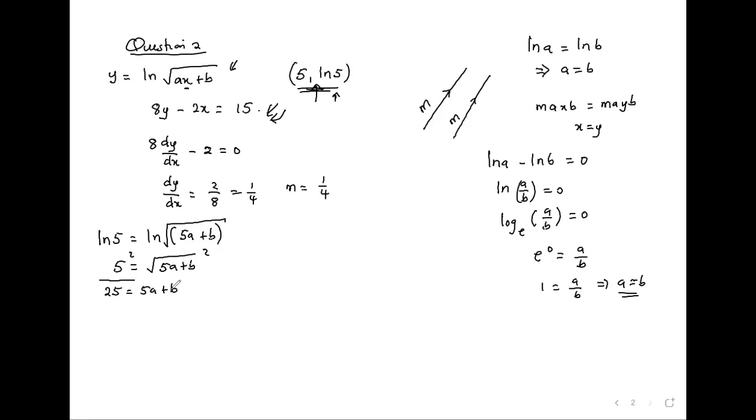So we have this equation 1. Equation 1 is waiting for another equation that will help us get the values of a and b. So where do you find the other equation?